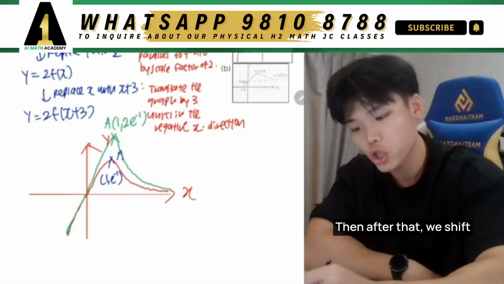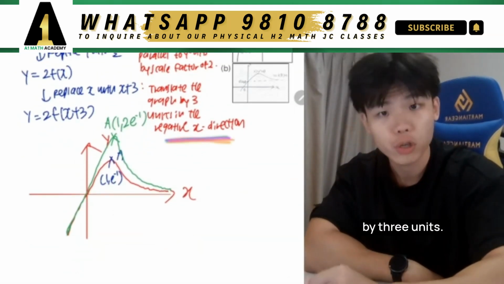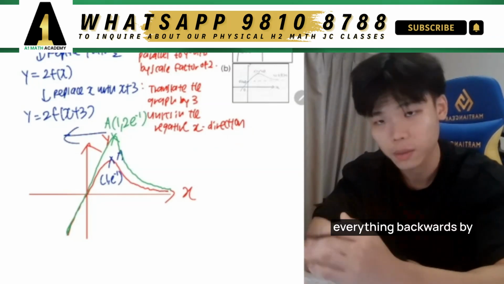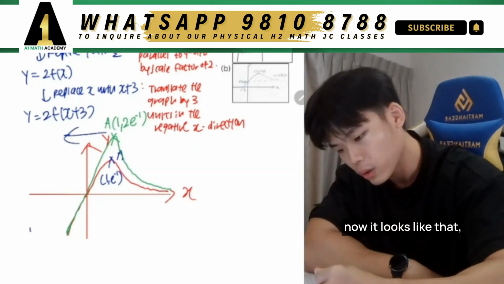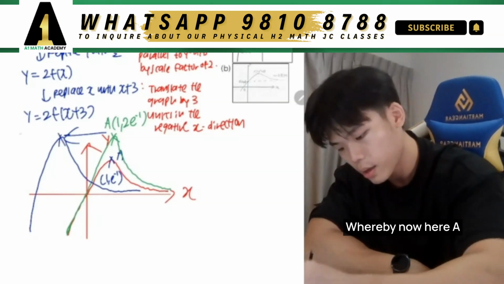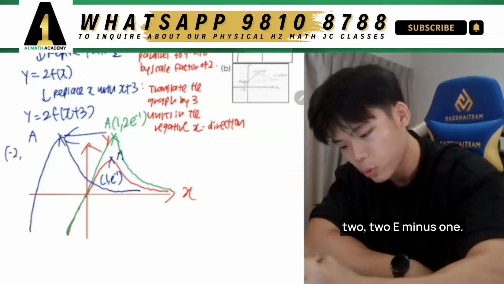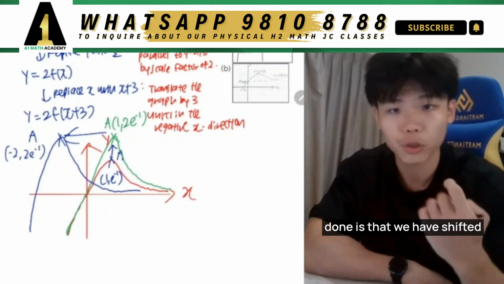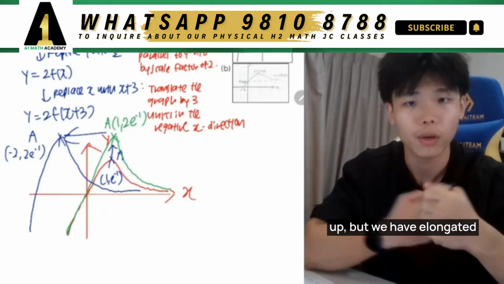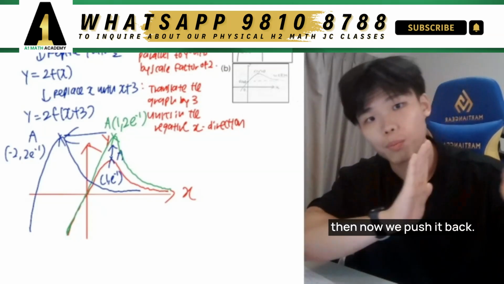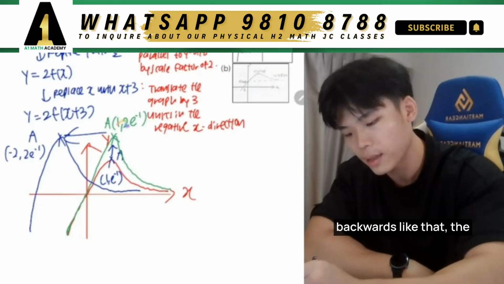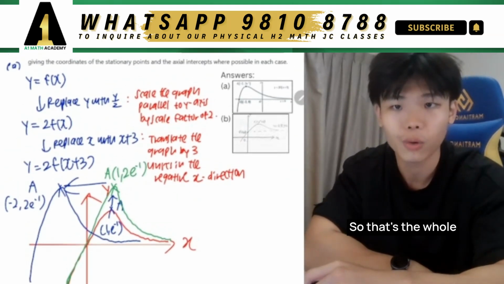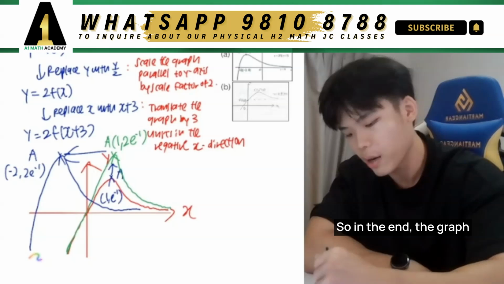Then after that, we shift the graph backwards by 3 units. So now we shift everything backwards by 3 units, and therefore now it looks like that. Here, the a value would be (negative 2, 2e minus 1). Because what we have just done is that we have elongated it, we have pulled it, and then now we push it back. So when we push it backwards like that, the x value actually drops by 3, and now it becomes negative 2. Okay, so that's the whole idea behind it. So in the end, the graph will now look like that.